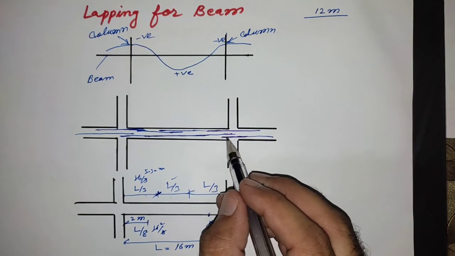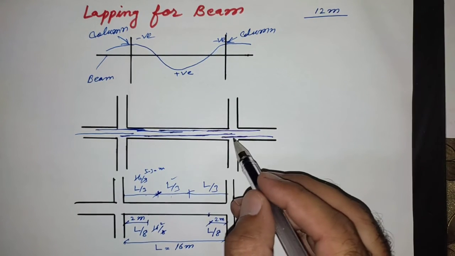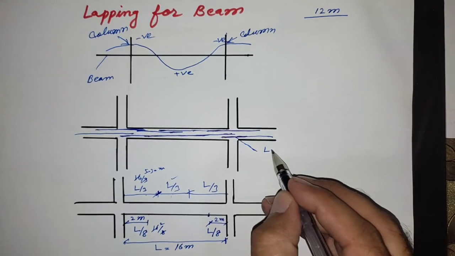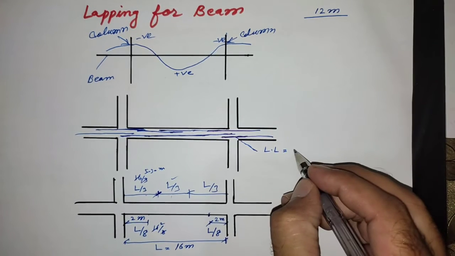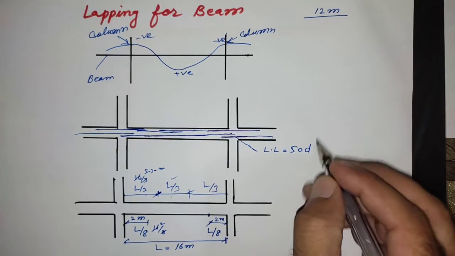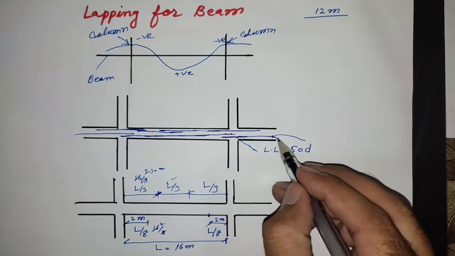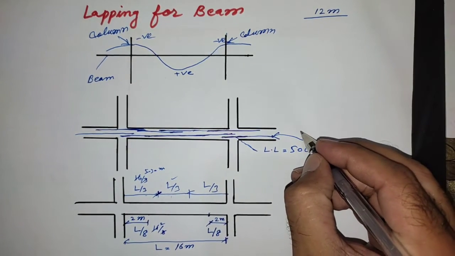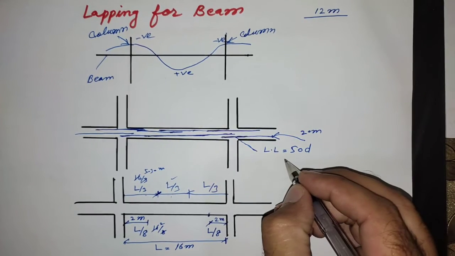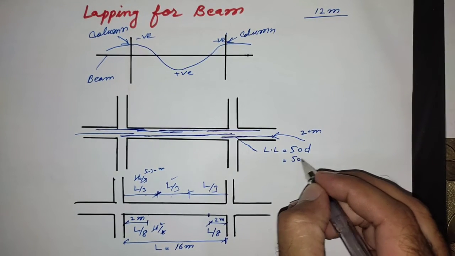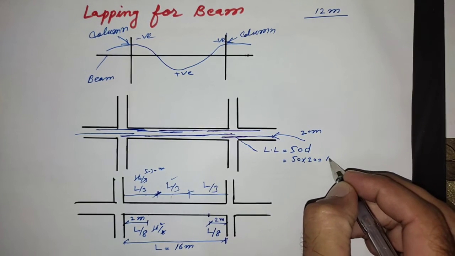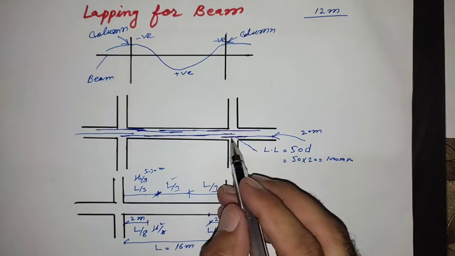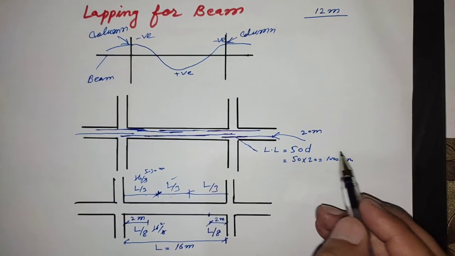And for positive reinforcement we will provide lapping length of 50 into D, dia of the bar. So if we have dia of bar 20 mm, lap length will be 50 into 20, 1000 mm. So this lap length will be 1000 mm.